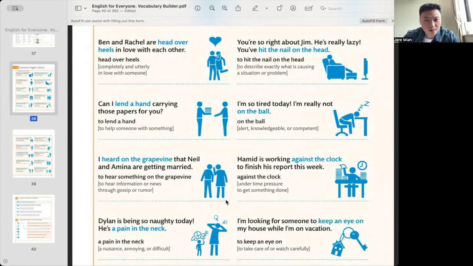Okay, so Hamid is working against the clock to finish his report this week. Against the clock, under time pressure to get something done. Okay, against the clock, right? Hamid is working against the clock to finish his report this week. Exactly. Against the clock means working under a tight deadline or time pressure.